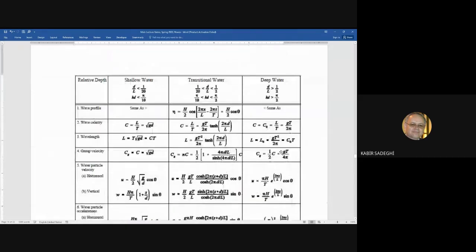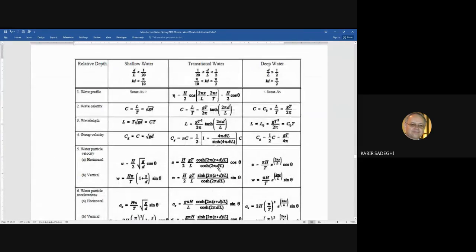Yes, this is a table that gives all the parameters applying the Airy theory. Why Airy theory? Because, as I mentioned, each parameter like the wave profile has just one term. There's no plus something. It was plus if you had two terms, for example, second order Stokes theory, three terms, third order, and so on, up to five. But this is the Airy, and you see in this table four columns. The first column shows the parameter.